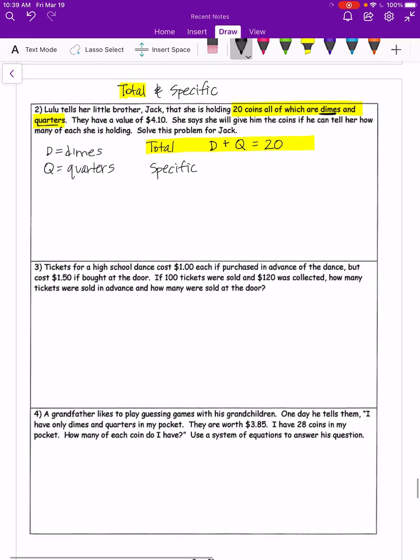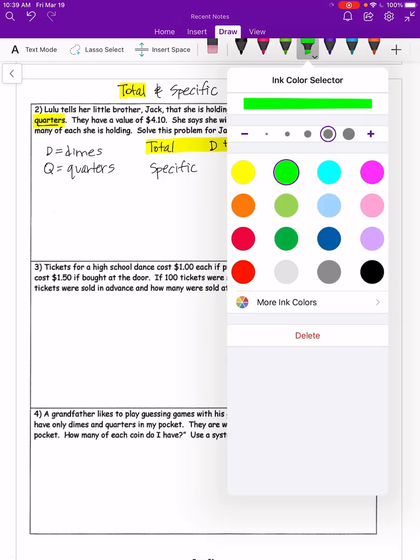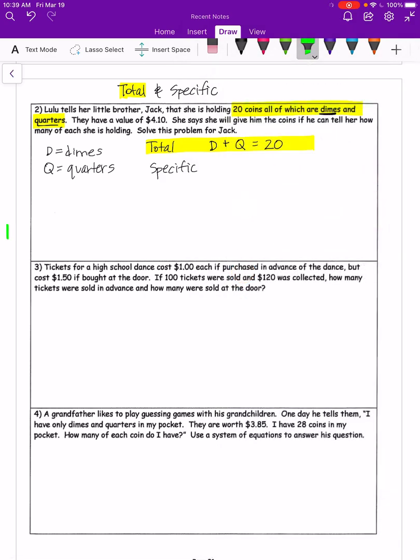Okay. Next, I'm going to look for specific. So it says they have a value of $4.10. So I'm going to use that plus what I know about coins in general. How much are dimes specifically? Well, dimes are 10 cents, so I have 0.10D plus how much are quarters specifically? 25 cents, so 0.25Q equals, and specifically I have $4.10. So that's the difference between the total and the specific.